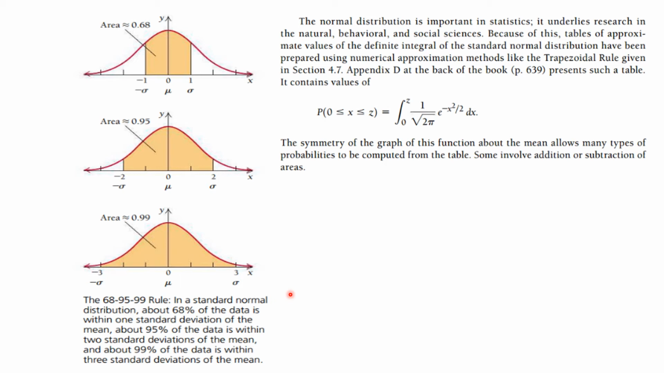And so in a standard normal distribution, 68% of the data is within one standard deviation, 95% is within 2, and 99% is within 3 standard deviations of the mean. And this is true not only in the normal 0, 1, it's true about any normal distribution.